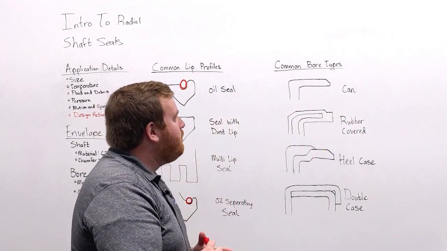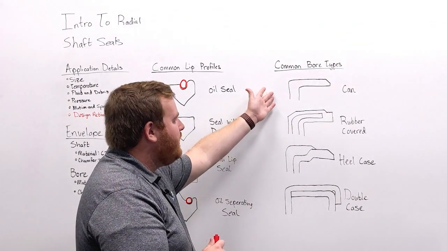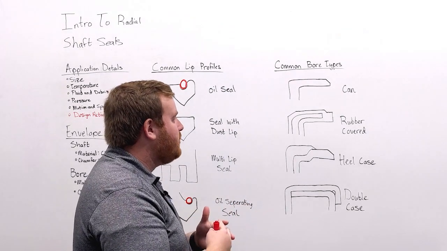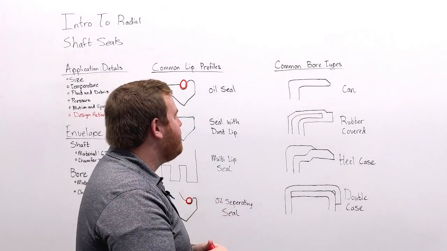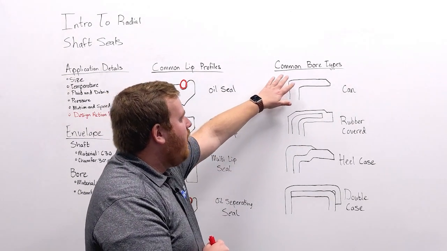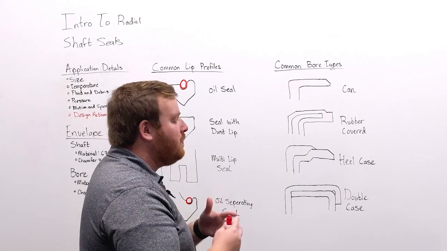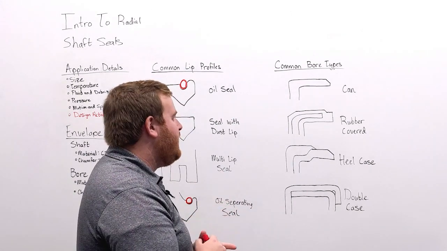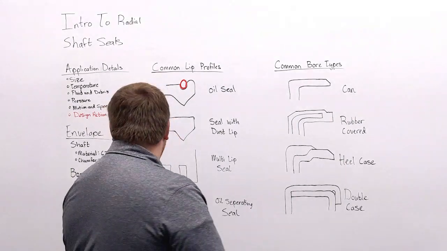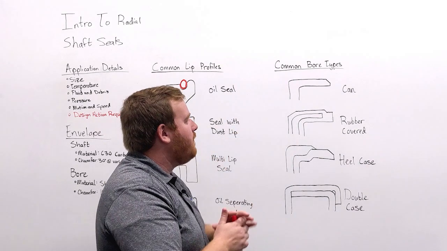Now for some common bore types, we have your typical can that's going to go on your bore. This is just to kind of help the structure of the seal to stay in place. You typically utilize OD paint on the OD of it right here, and that's just to help with the sealability. Any imperfections from the steel or cast iron are going to be covered up by the OD paint.